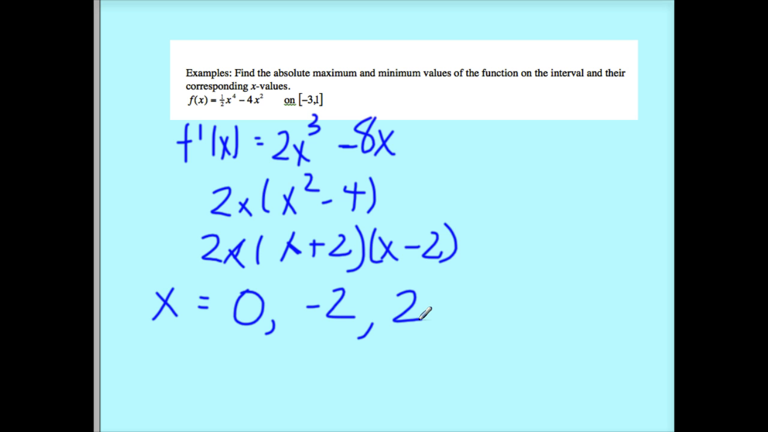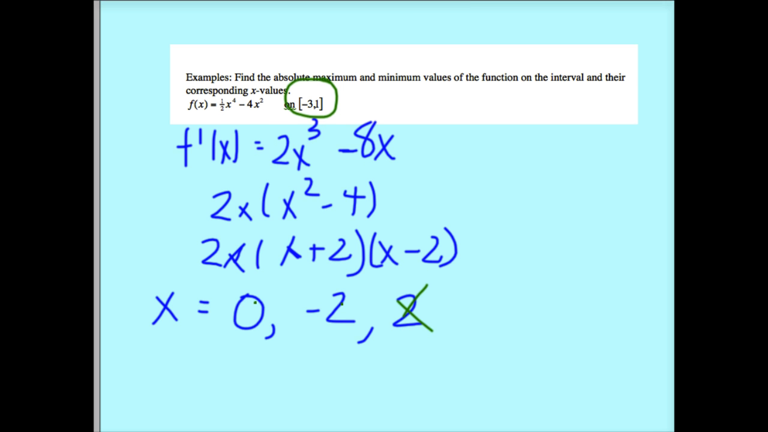Now, before we continue with our number line, we have to make sure that we are within our interval. Our interval is -3 up until +1. So as you can see, this works and this works. However, our +2 is outside the range, so we're not allowed to use that number.